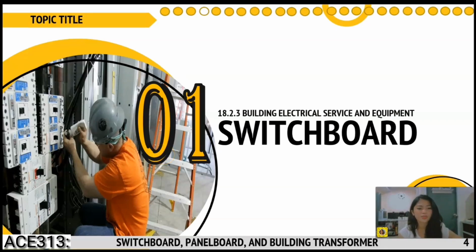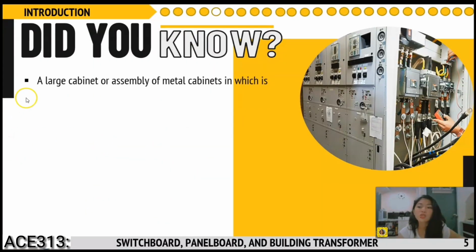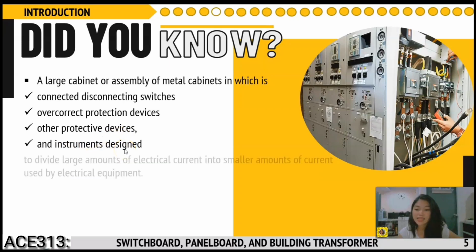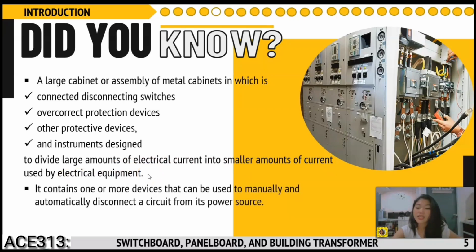So what is a switchboard, by the way? A switchboard refers to a large cabinet or assembly of metal cabinets in which are disconnect switches, overcurrent protection devices, and other protective devices, an instrument designed to divide a large amount of electrical current into smaller amounts of current used by electrical equipment. In addition, it contains one or more devices that can be used to manually and automatically disconnect a circuit from its power source.